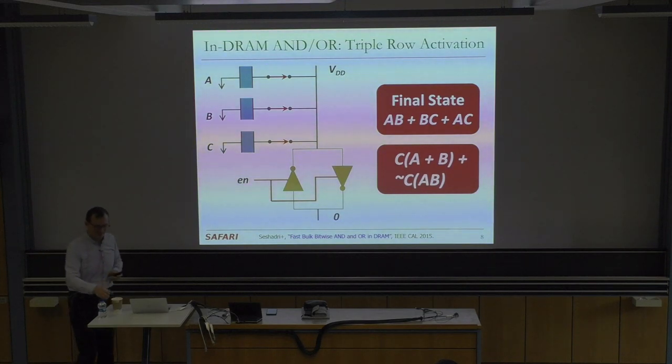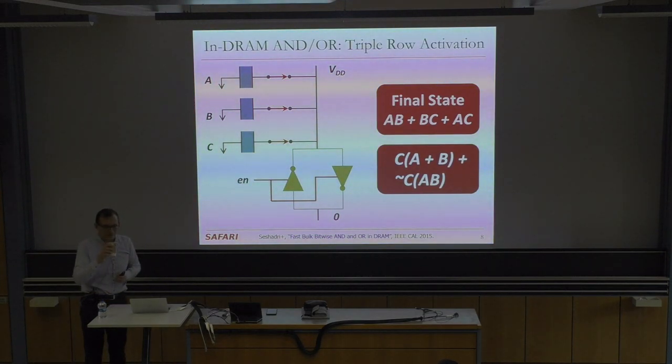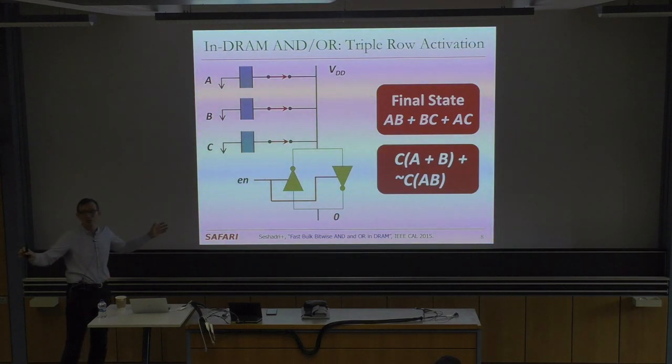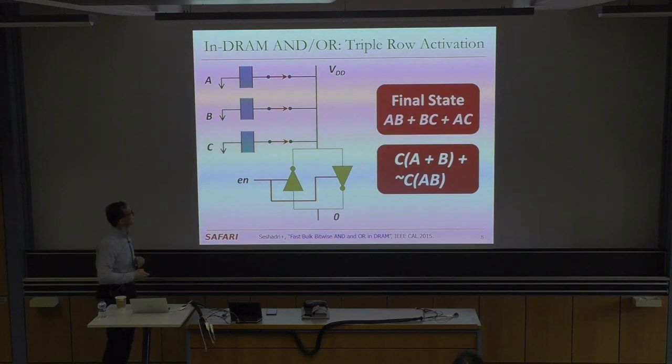Yes? Rows have more than one bit? More than one bit, yes. You have more bit lines over here, yes. So you can do, let's say, 8 kilobytes in a single row. Yeah. Remember the picture of the bank that had many bits.